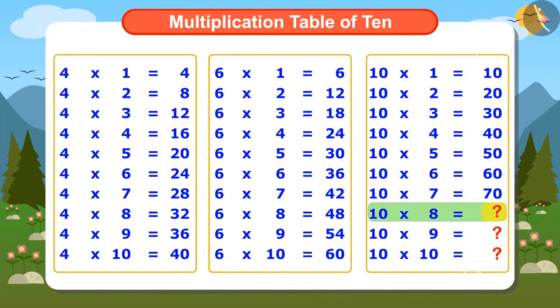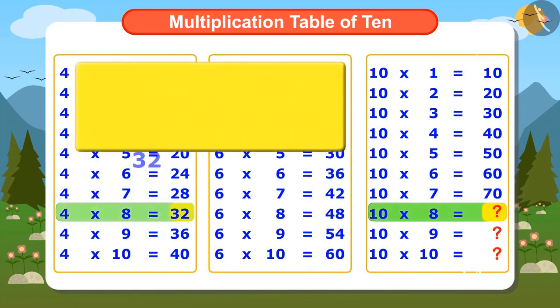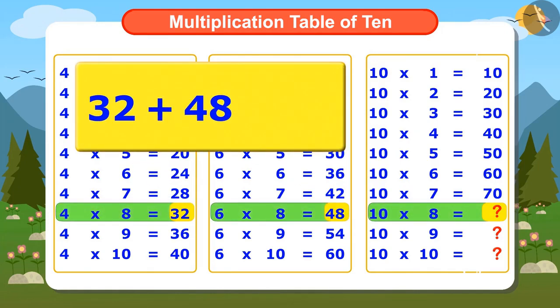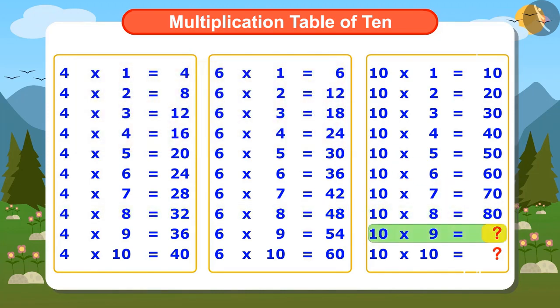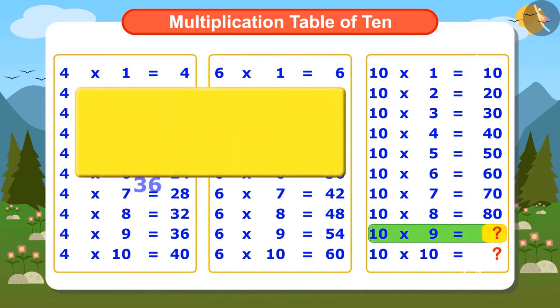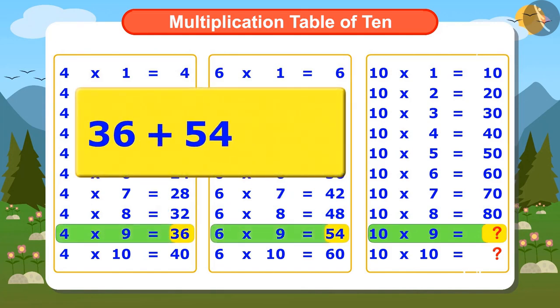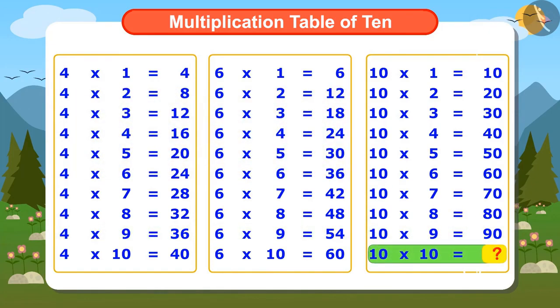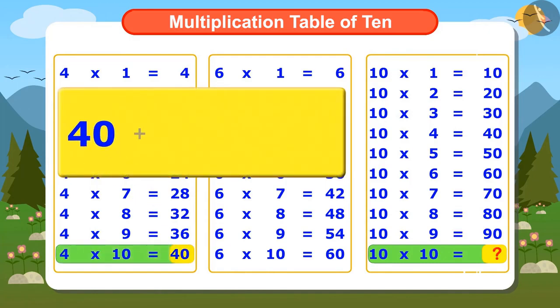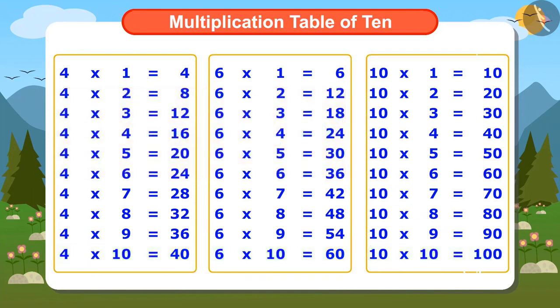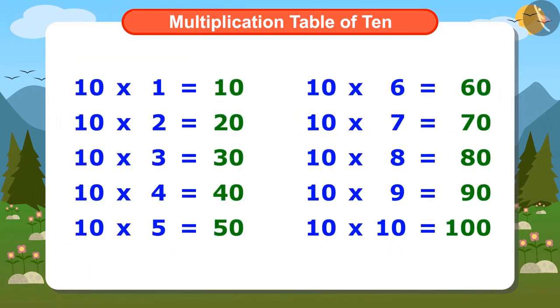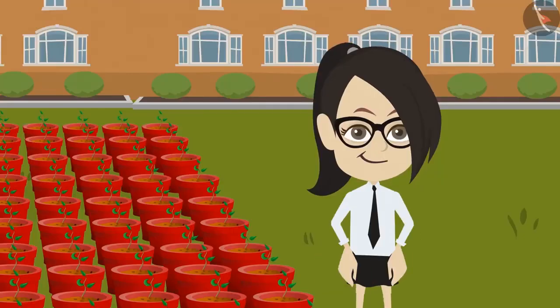Yes. To find the eighth number of the multiplication table of 10, we will add 32 and 48. The answer is 80. To find the ninth number, we will add 36 and 54. The answer is 90. And to find the 10th number of the multiplication table of 10, we will add 40 and 60. The answer is 100. Ayushman had written down the entire multiplication table of 10. Have you written the same thing?